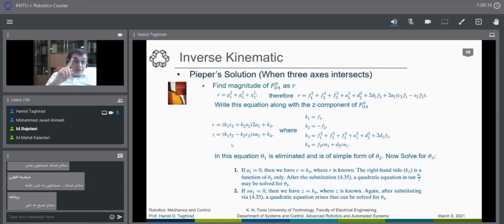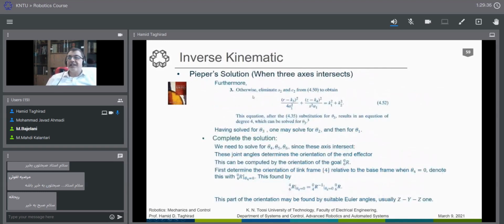Pieper has solved not just one robot. It says that any robot that has 3 intersecting axes can be solved from this equation, and then we can find theta 3. If this is not the case, then we are in trouble. Then the problem is really long, but we have other ways. Otherwise, if it is not 0, then we are in trouble, but we can eliminate S2 and C2 by the same way we used in the previous case.